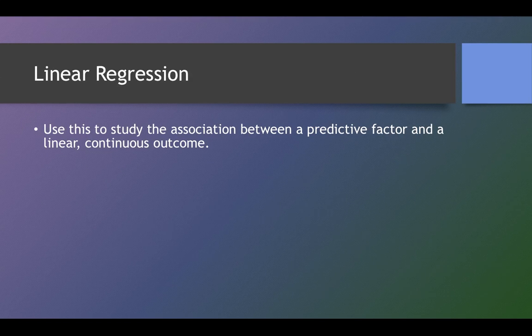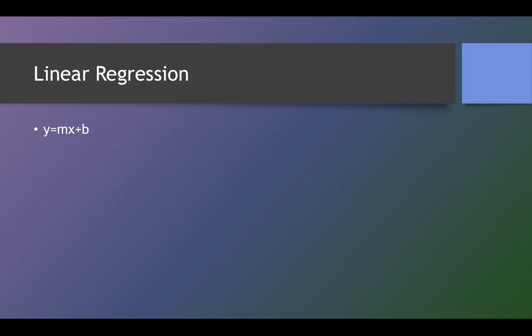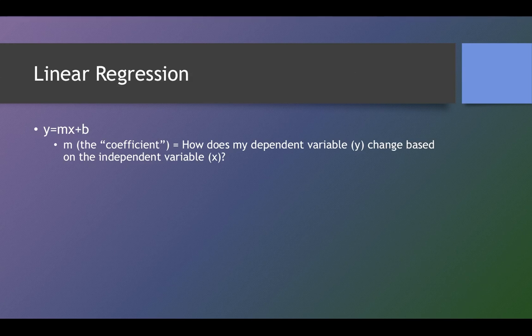Linear regression is used to study the association between a predictive factor and a linear continuous outcome. Examples of continuous outcomes may be BMI, respiratory function measured in breaths per minute, total number of physician visits per year, or length of stay. The conceptual formula for linear regression is y equals mx plus b. This should be familiar to you as the formula for a line. M is the coefficient. This is how your dependent variable y changes based on your independent variable x. In the formula for a line, this is the slope of a line.